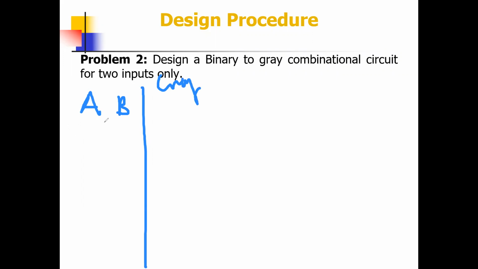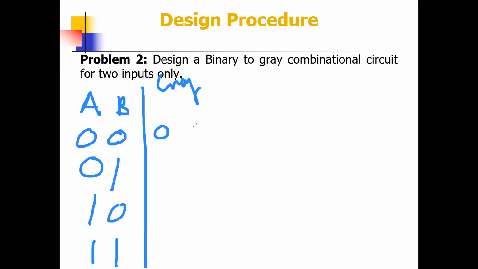So now if you have 2 inputs, what will be the combinations? 0 0, 0 1, 1 0, 1 1. So now the task is to convert this 0 0 into gray. How will you convert into gray? You know the conversion? Yes. 0 0 means you will get how many outputs? 2 outputs, one F1 and F2.